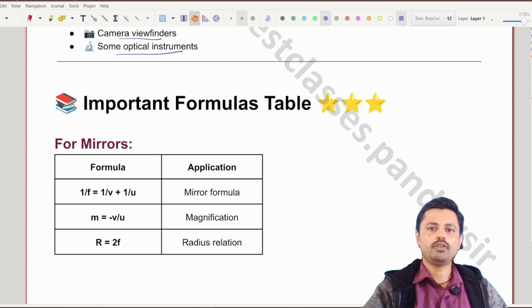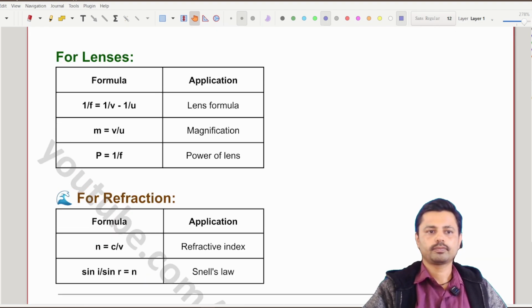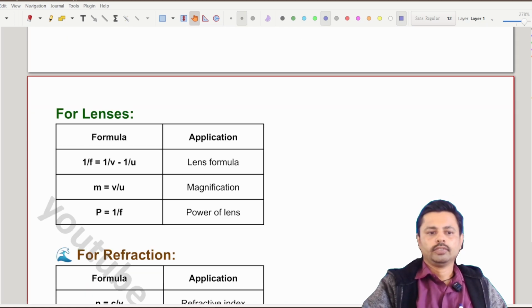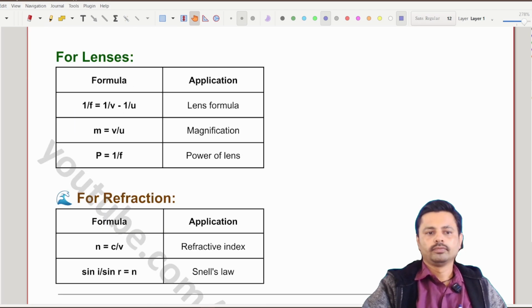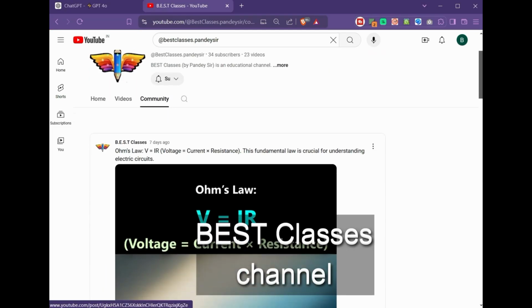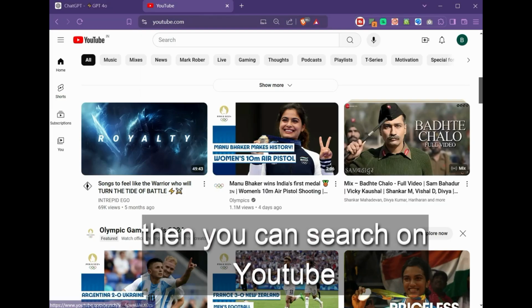So here is the table for the important formulas. All the formulas revised over here, mirror formula, lens formula.